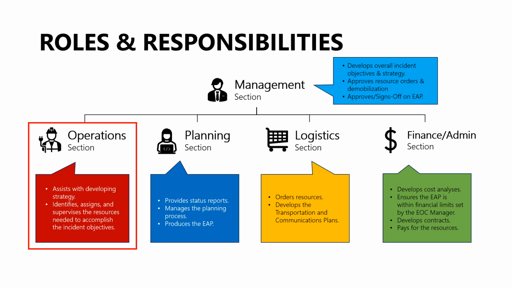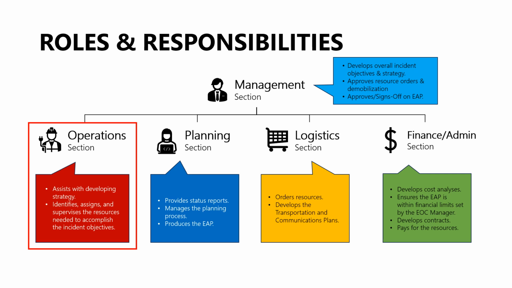Planning section is working on those status reports. They're managing that planning process, or that planning P, and they're producing the EOC action plan. Logistics, of course, is ordering those resources, and they're also developing an internal transportation and communications plan within the EOC. So when I talk about internal transportation, that means they're working on getting the resources that they ordered for requests made by the field. They're getting it from point A to the field.